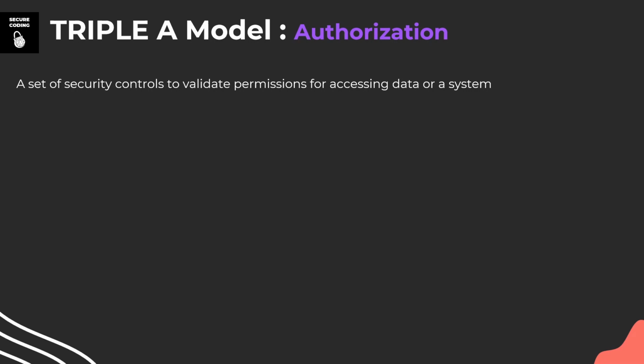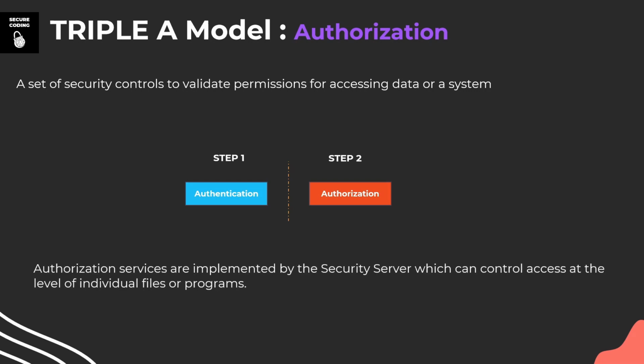And most security systems work in two steps. First, they check who you are, and that's authentication, and then they check what you're allowed to do, and that's authorization. And authorization services are usually handled by a security server, which can control access down to the level of individual resources. And this is something that we're going to dive into later in this course.